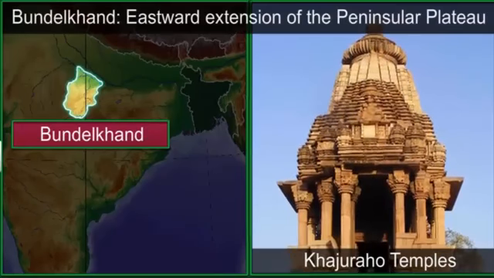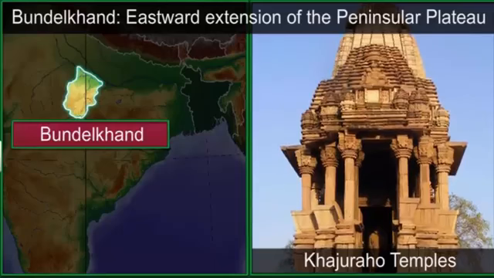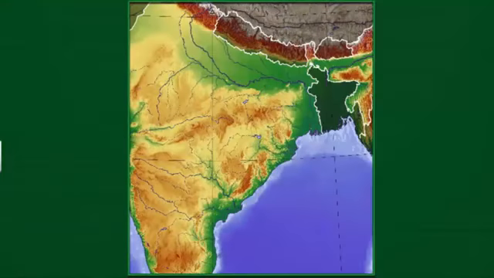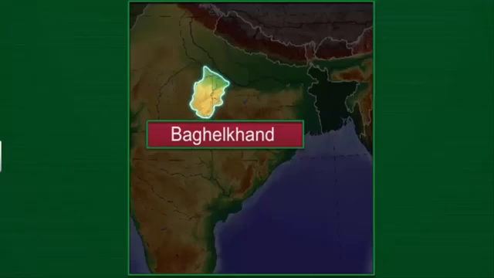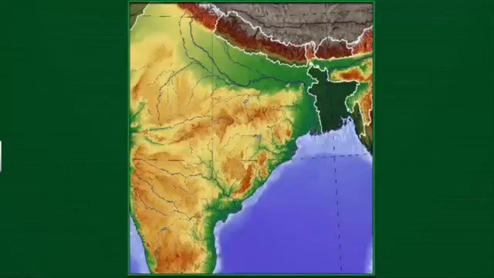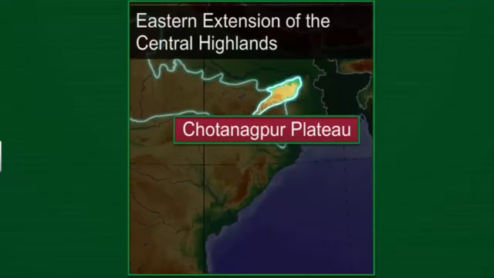The other eastward extension is Bhagelkhand. Further east, you will come across the Chota Nagpur Plateau. This is the eastern extension of the Central Highlands. The Damodar is an important river that drains this region.